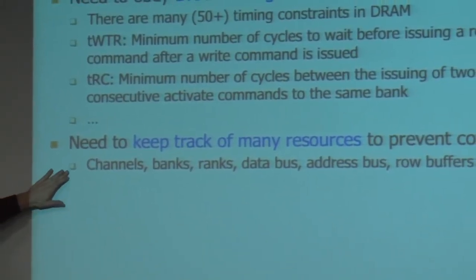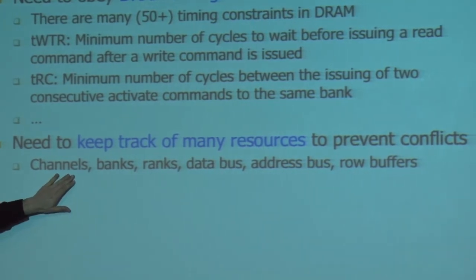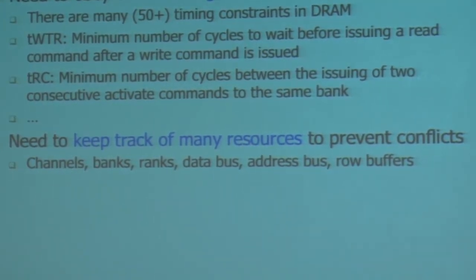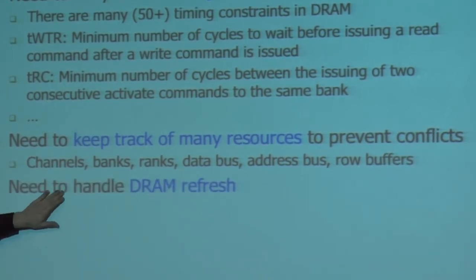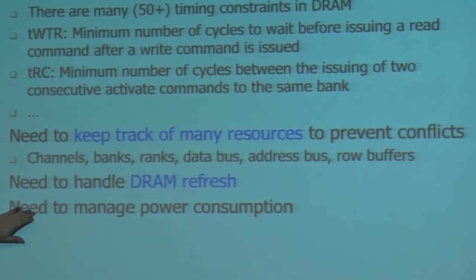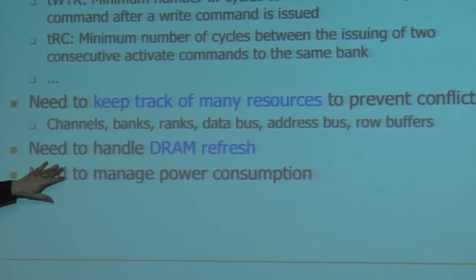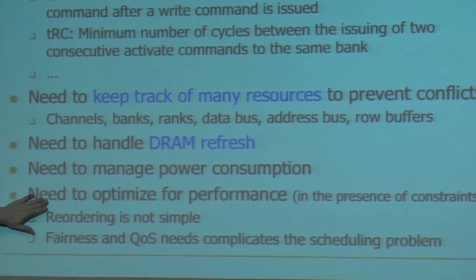It needs to keep track of many resources to prevent conflicts. It could be channels, banks, ranks, data bus, address bus, row buffers. If subarrays are exposed, subarrays. What transactions are going between the different subarrays if you're doing RowClone, for example. It needs to handle DRAM refresh. It needs to manage power consumption. And if you have voltage and frequency scaling, it needs to dynamically scale voltage and frequency. All along, it needs to optimize for performance.